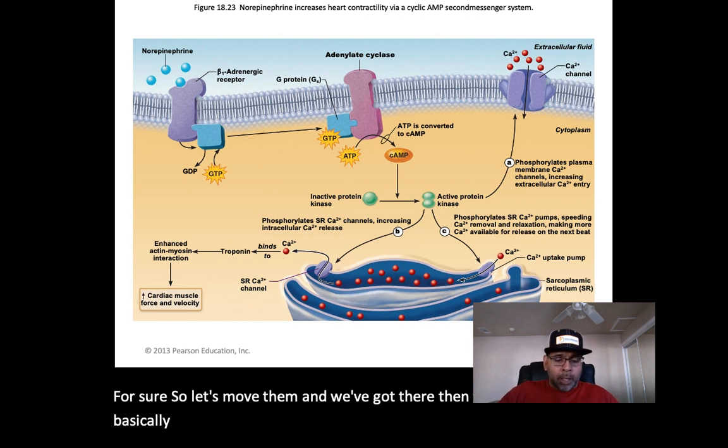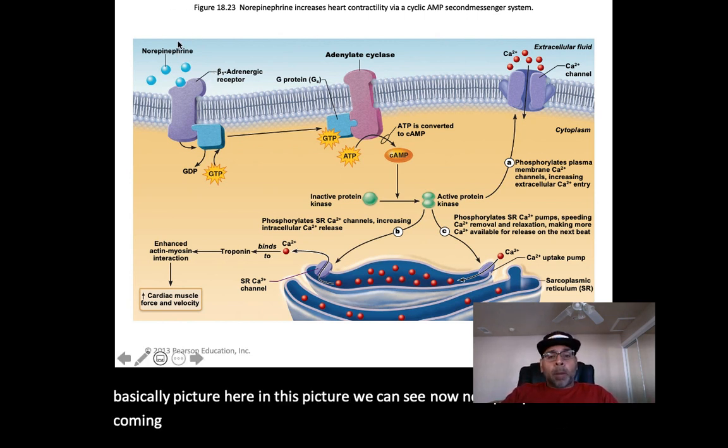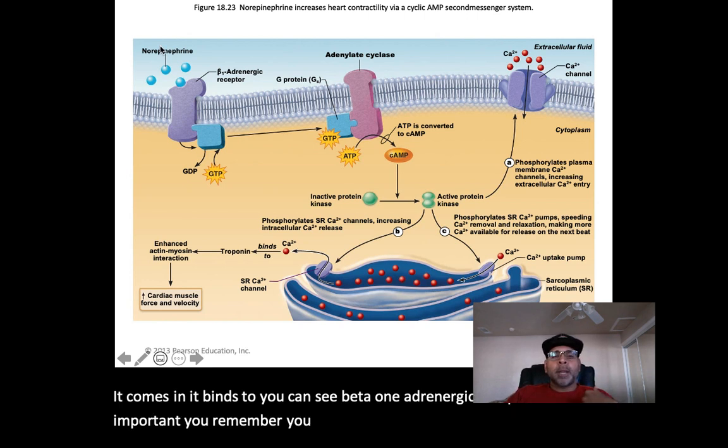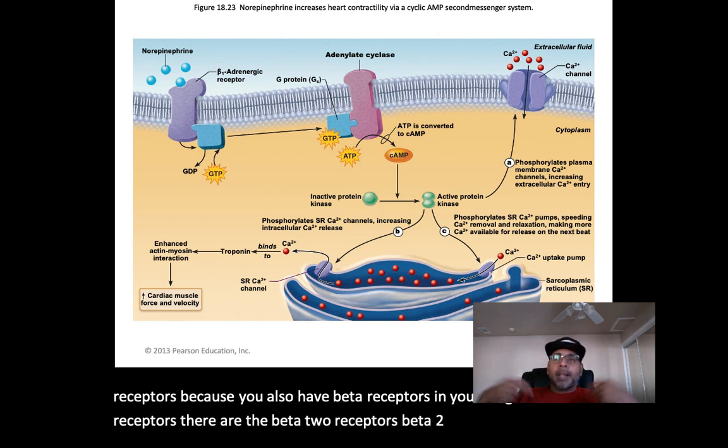So let's move on, and we can see now how all of this is going to occur. In this picture, we can see norepinephrine coming in, and when norepinephrine comes in, it binds to beta 1 adrenergic receptors. It's important you remember you have one heart, and which receptors? Beta 1 receptors, because you also have beta receptors in your lungs. Those are the beta 2 receptors. And how do you remember that? There are 2 lungs.